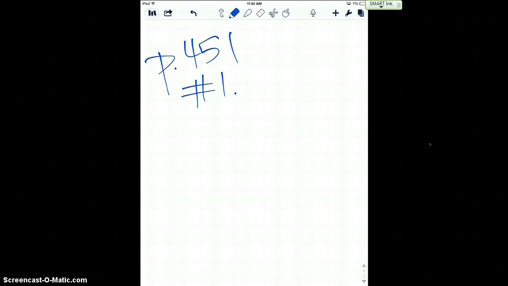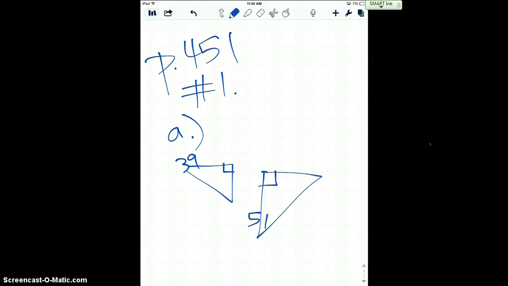All right. So starting in, hopefully you pause the video. Part A. Are the two triangles similar? Well, when I look at those two triangles, 39, 90, and then I have 90 and 51, right away my brain goes to angle-angle similarity.